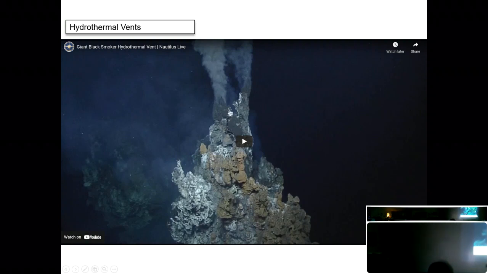There you go. You can see there's actually a lot of life at these vents. And it's all especially adapted for life on these vents. It's very unique ecosystems.